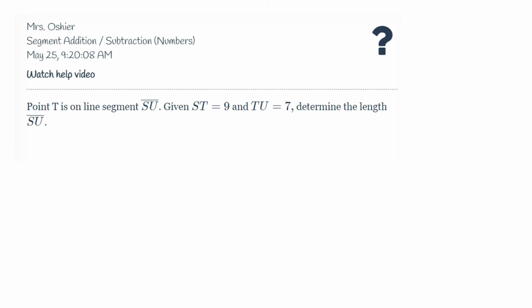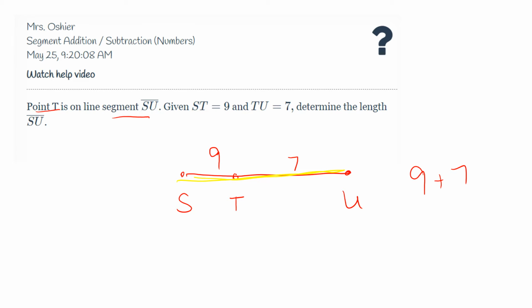Okay, and the next one, you definitely want to draw a picture. It's a really easy question once you draw a picture. So point T is on segment SU. So I'm going to start by drawing segment SU, and then I'm going to put T anywhere I want. I tend to not put it in the middle to not make myself think that it's halfway. ST is 9, TU is 7. Clearly I didn't draw this to scale, but that's okay. Determine the length of SU. So I'm hoping it's pretty obvious that you would just add, right? If I want the entire length of SU, I would just add 9 and 7 and get 16, because that would be the entire length.